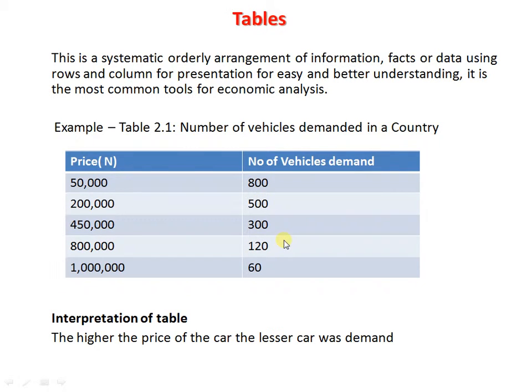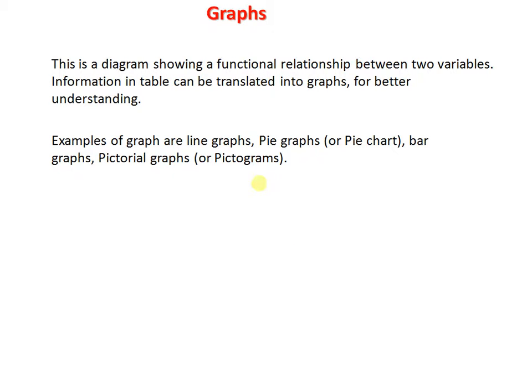The second economic analysis tool is the graph. If we are mathematics students, we should know what graphs are. Basically, a graph is a diagram showing a functional relationship between two variables. Information in a table can be translated into graphs for better understanding. Examples of graphs are line graphs, pie graphs or pie charts, bar graphs, pictorial graphs, or pictograms. So those are the kinds of graphs that we have.